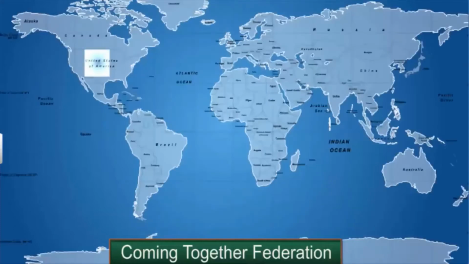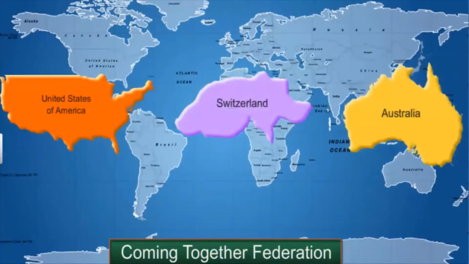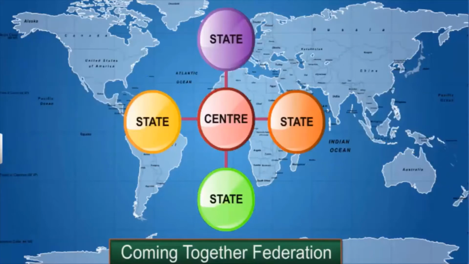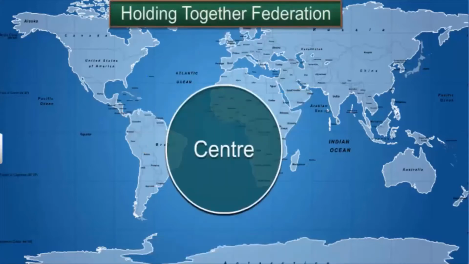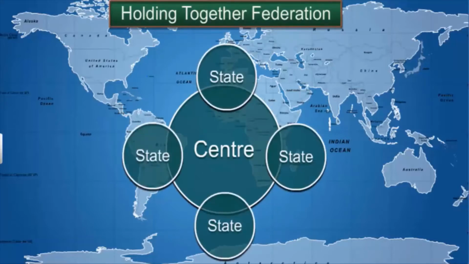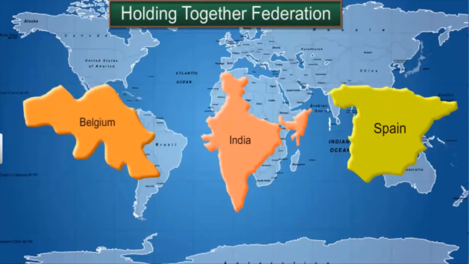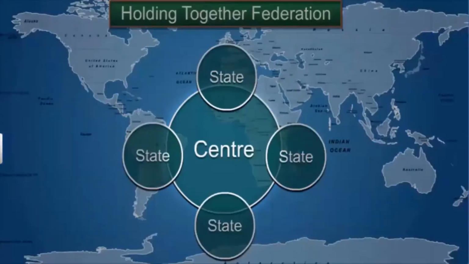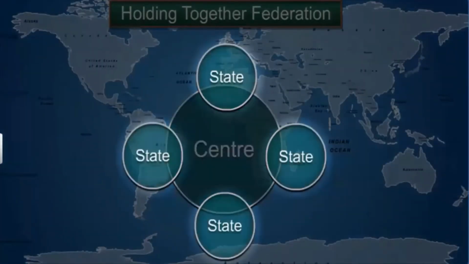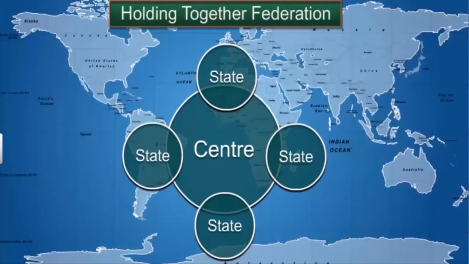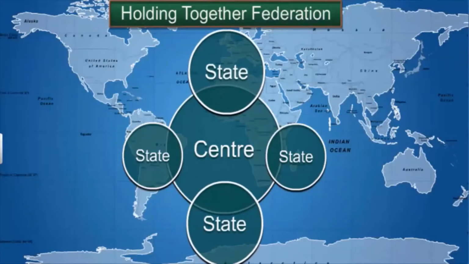USA, Switzerland, and Australia are examples of coming together federations. In these countries, all the constituent states usually have equal power and are strong vis-à-vis the federal government. On the other hand, in holding together federations, a large country decides to divide its power between the constituent states and the national government. India, Spain, and Belgium are examples of holding together federations. In this type of federation, the central government tends to be more powerful with regard to the states. The different constituent units of the federation too may have unequal powers. For example, Jammu Kashmir in India has been granted special status.